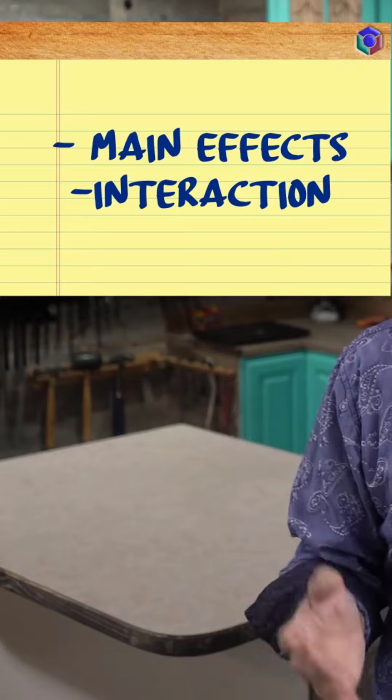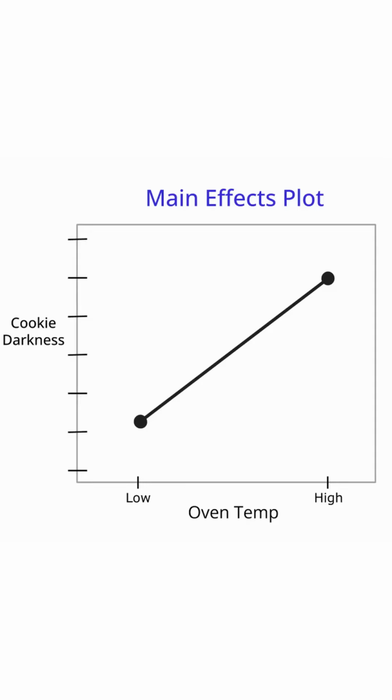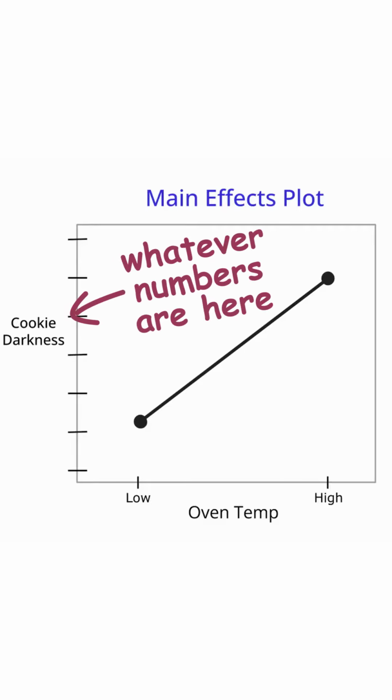There are two types of effects plots: main effects plots and the interaction plots. The main effects plots look like this. Now, it's just a line that shows the amplitude of the effect of the factor on the response. So the oven temp had that amount of an effect on the cookie darkness. It's very important to look at the scale on the vertical axis. If you don't compare it to the vertical axis, the line doesn't mean anything and can be misleading.